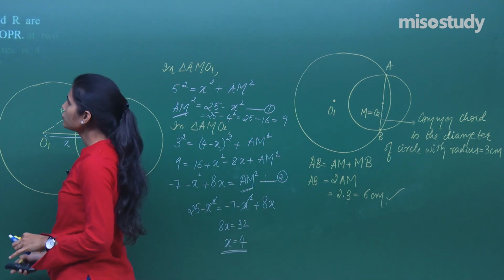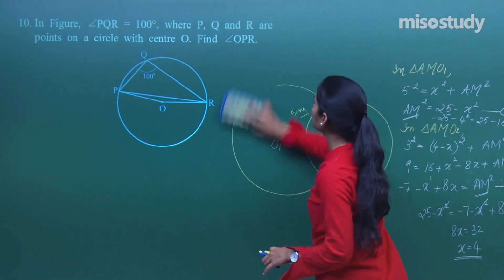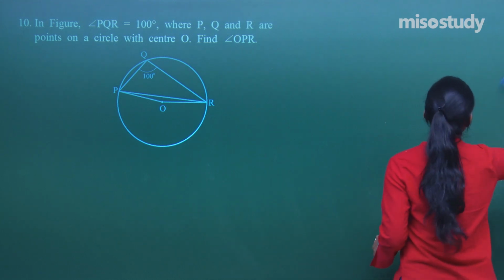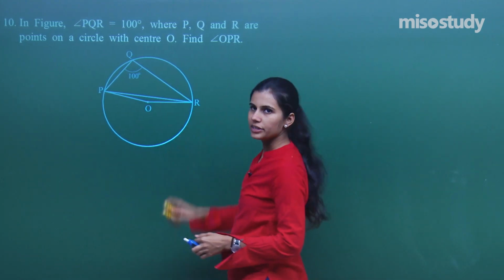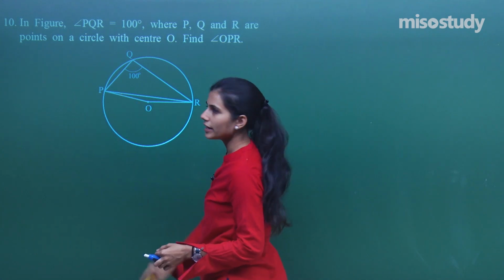Talking about the next question, it says that in this figure, angle PQR is 100 degrees. P, Q and R are points on the circle with center O. Find angle OPR. Okay. Let's see. This angle is 100 degrees. I have to find angle OPR, this small angle I have to find.